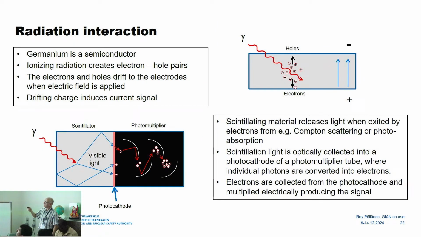Let's go to the next slide. I already explained this to you, so perhaps we can neglect this one. You know germanium is a semiconductor, electrons, holes, we can detect the signal. However, in the case of scintillators, the light is changed to electrons which are multiplied, and then we get a signal out from these sodium iodide detectors.